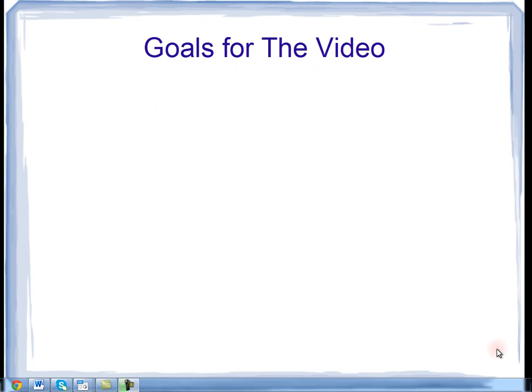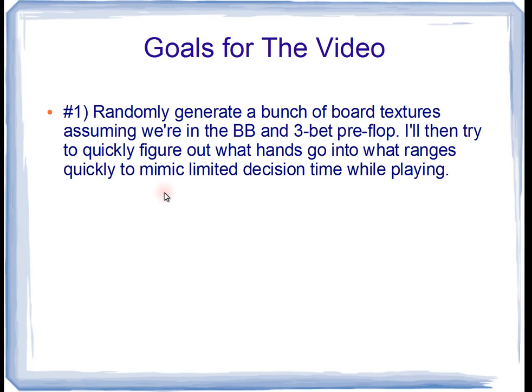So I'm going to try to get to the heart of the content quite quickly for this video, but before we jump in, I want to discuss the goals for this video. I'm going to randomly generate a bunch of board textures, assuming we're in the big blind and 3-bet preflop. I'll also assume the cutoff calls.